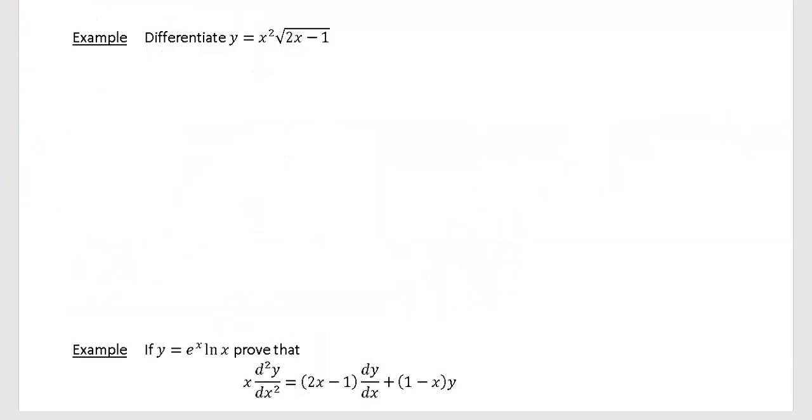Okay, one more fairly tricky example here. Again, it's a product. We're going to differentiate. Now the first thing I'm going to do here before I differentiate actually is write this in index form. So that's going to be 2x minus 1 to the power of a half. So it's y is equal to x squared upon brackets 2x minus 1 to the power of a half.